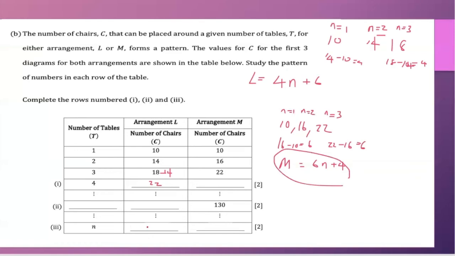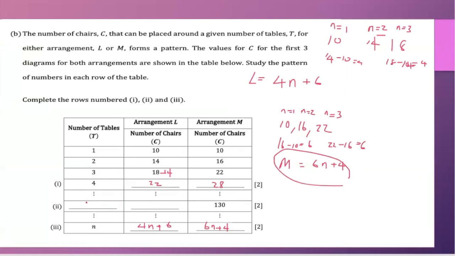I've already worked out 3. So this is 4n plus 6. And the next one is 6n plus 4. So we're able to see that this sequence is going up by 6. I add 6 to this, it's 16. 6 to this is 22. So 6 to 22 is 28.